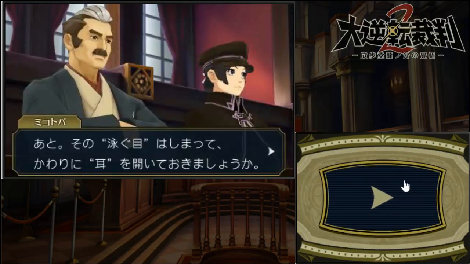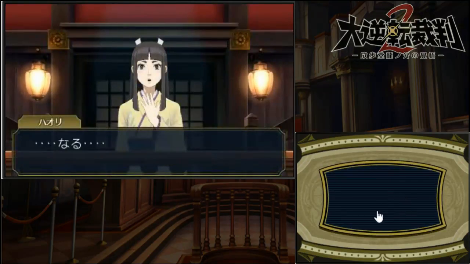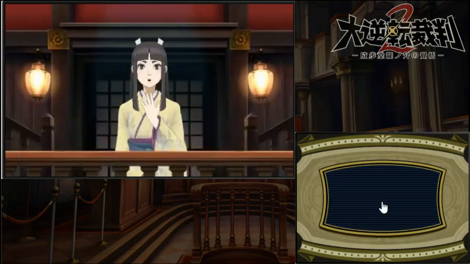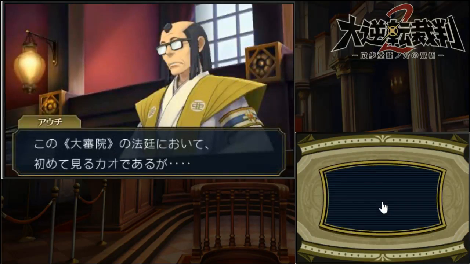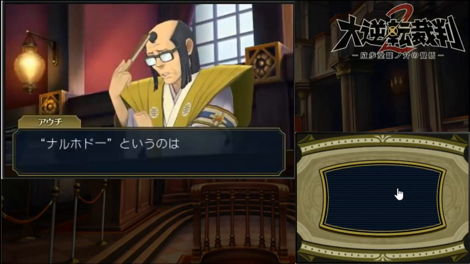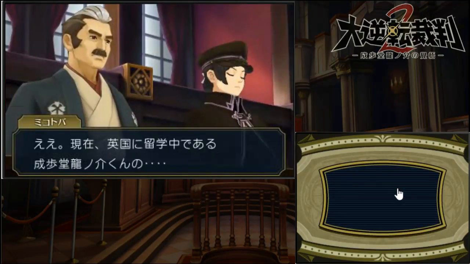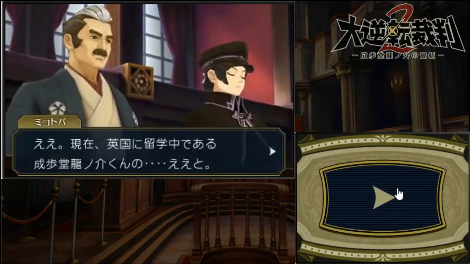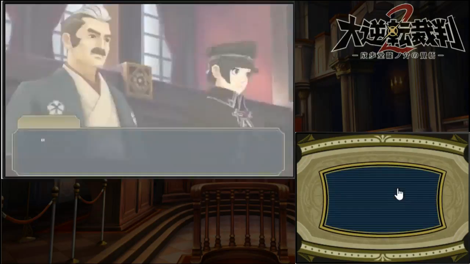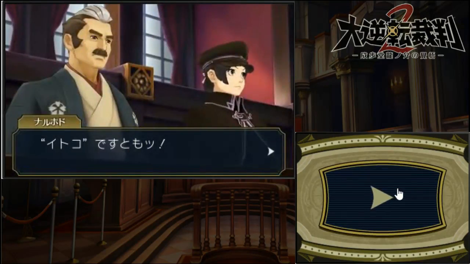Also, cease those wandering eyes and open your ears instead, will you? Naruhodo? This is the first I have seen such a face in this imperial court. However, that name Naruhodo is familiar. Would you happen to be related to the other one? The very same Naruhodo Ryunosuke, currently undergoing the exchange program in Britain. This is his... Cousin! I'm his cousin, naturally.